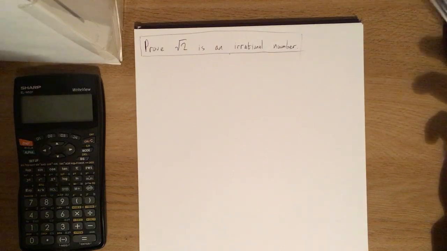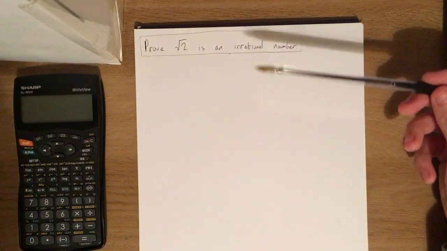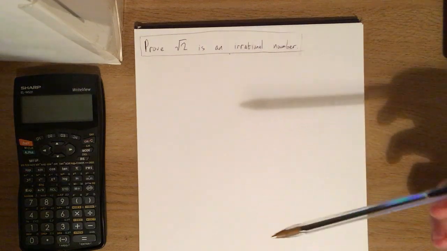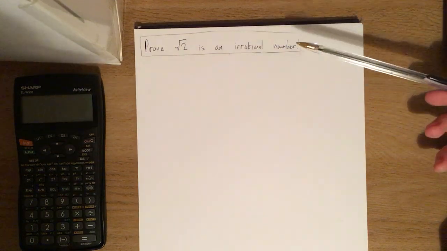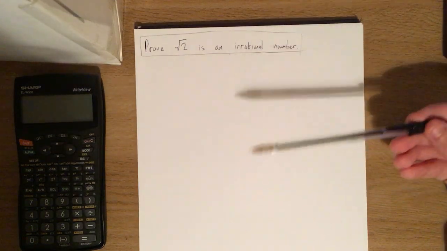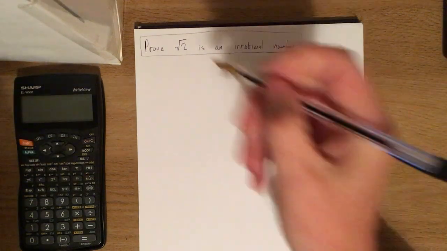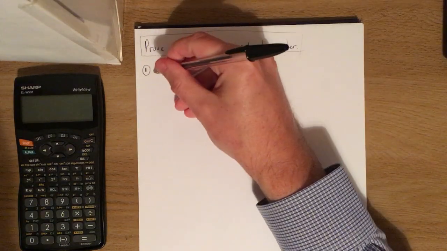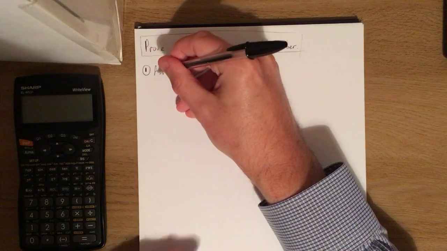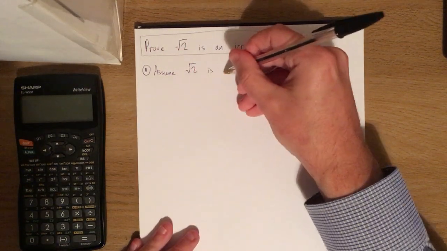Proof by contradiction basically means we assume the opposite of this to be true, but then we show why that is impossible. Okay, if the opposite case to this is impossible, if it gives us some contradiction, then this must be true. So the first step is to assume the opposite is true. So assume root 2 is rational.